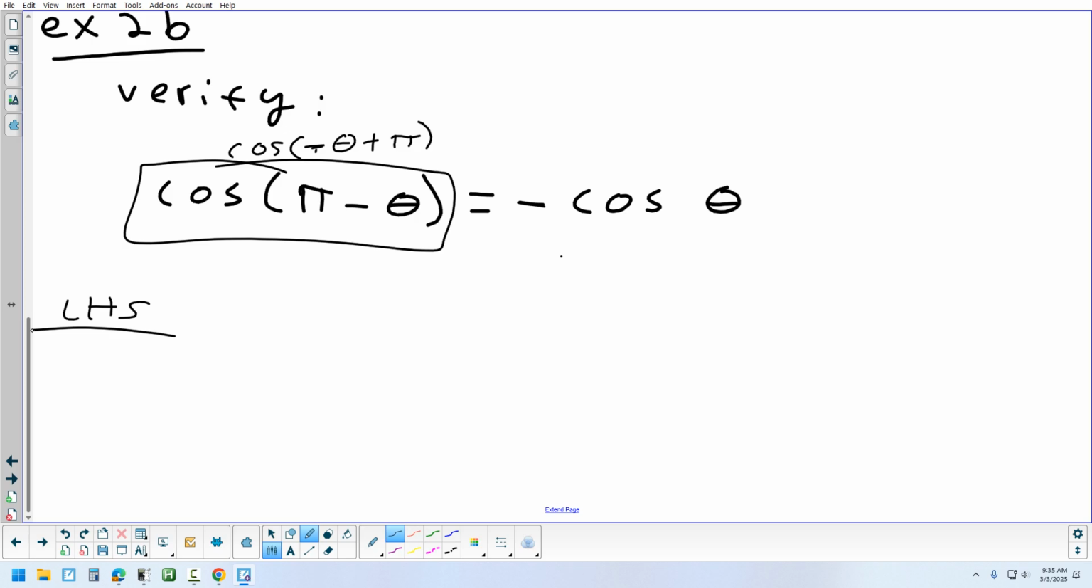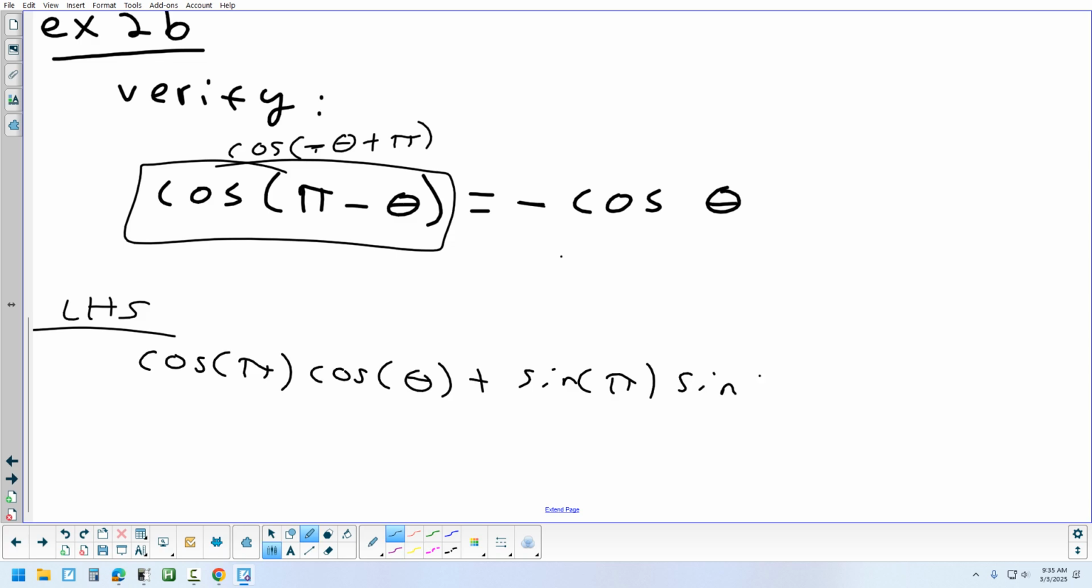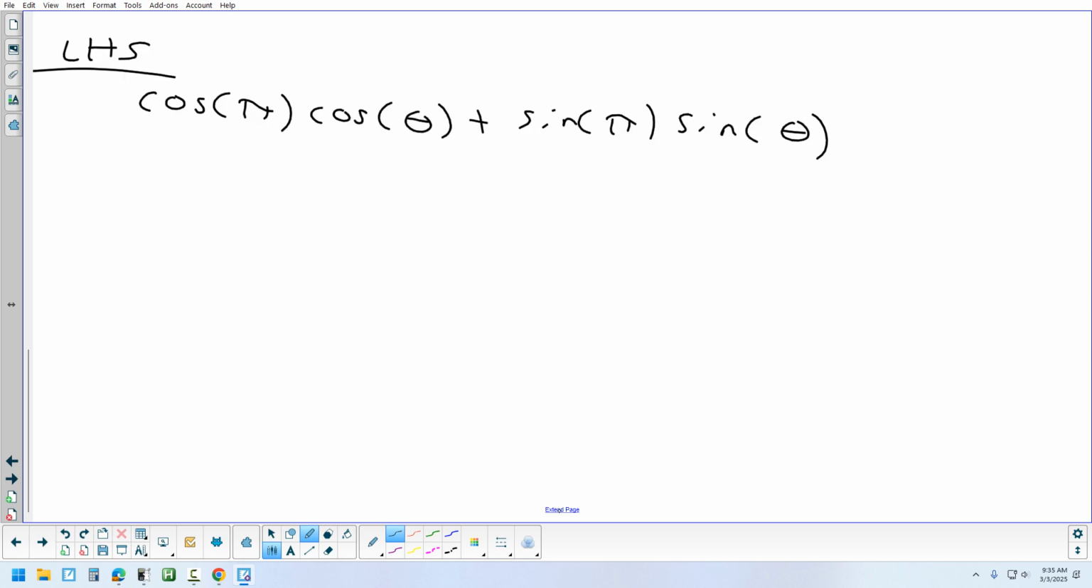Without me stepping you through it one step at a time. Would it be cosine pi times cosine theta plus sine pi times sine theta? Perfect. So now we have to work with the two that we can simplify, where the arguments are pi.